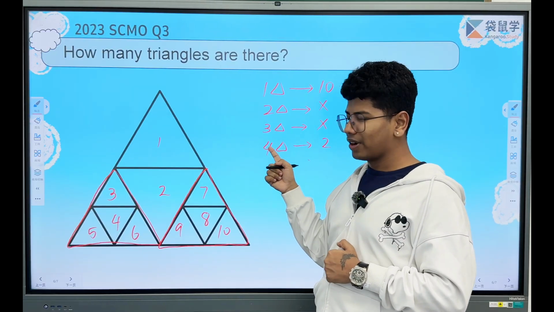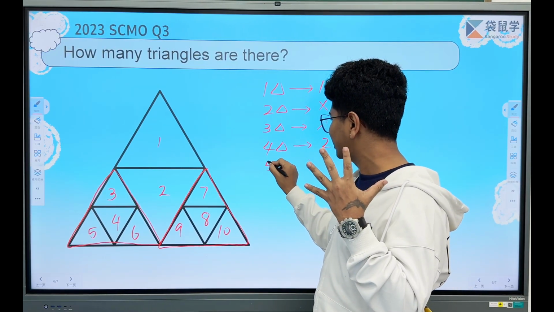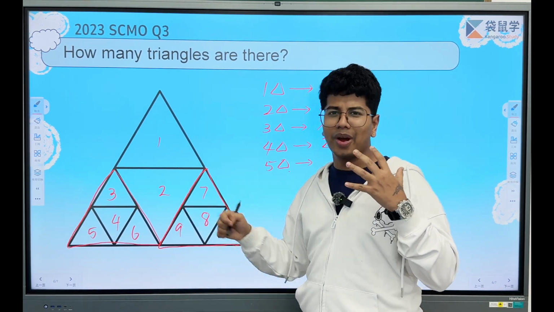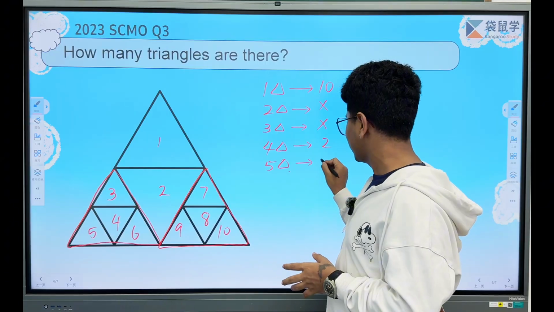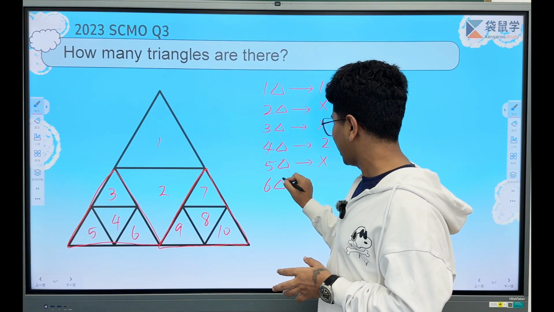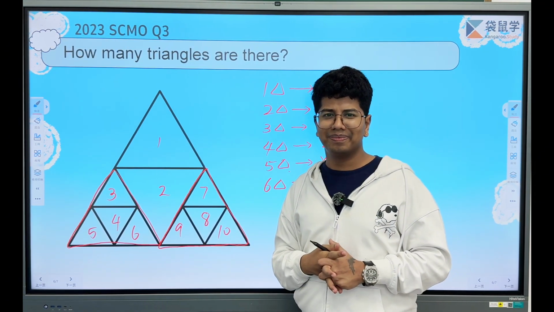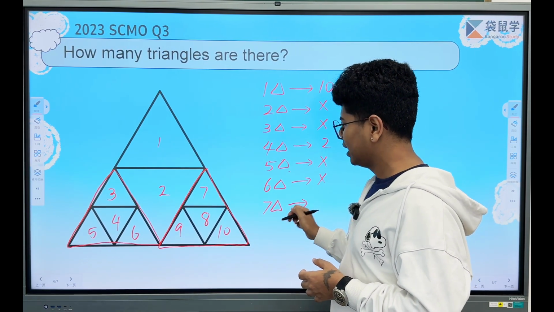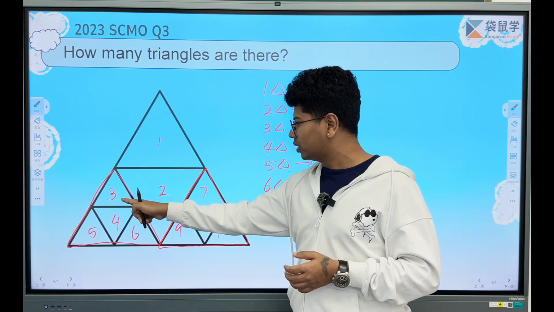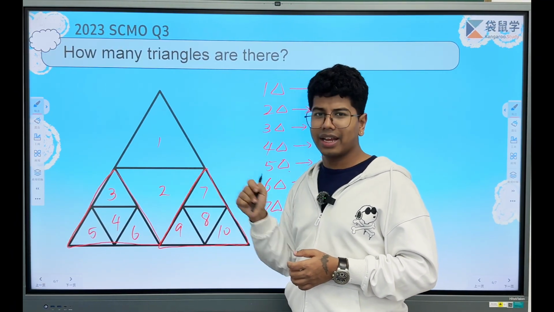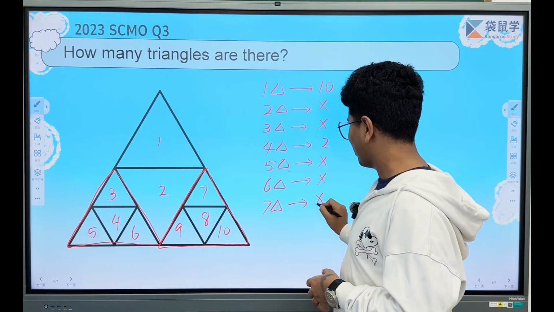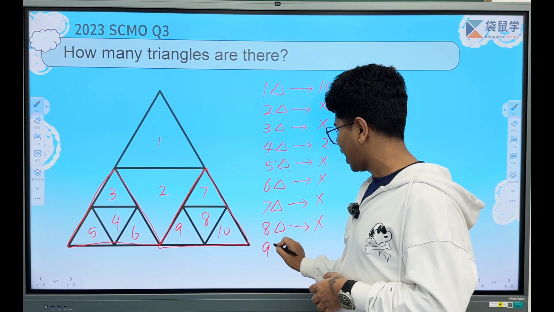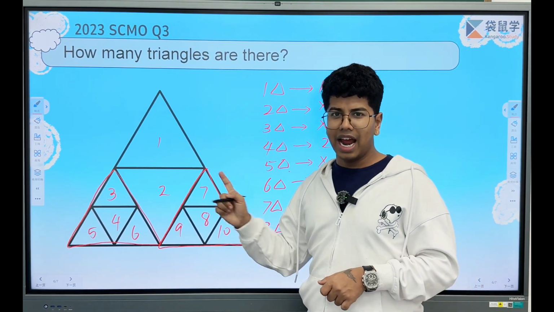And after combining four triangles, can I combine five triangles? Is it possible? Five triangles, is it okay? Of course not. You combine any five, we cannot. How about six triangles? Can I combine any six triangles to get a triangle? Again, not possible. How about seven triangles? Can we check any seven triangles? 1, 2, 3, 4, 5, 6. Does it form a triangle? No. So, not possible. How about 8 triangles together? Again, no. How about 9 triangles together?